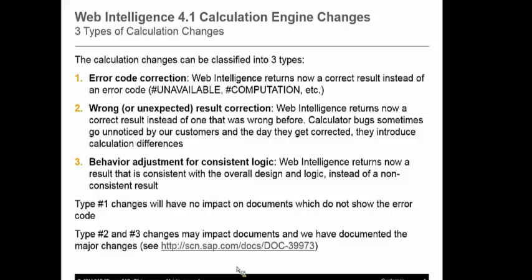We sometimes do behavior adjustment in the calculator, very rarely, very precautionously. We don't like to do that because we know that this is going to impact some of our customers. But we are kind of forced to do this to keep a consistent logic within the calculator. As I said, the calculator is very complicated.